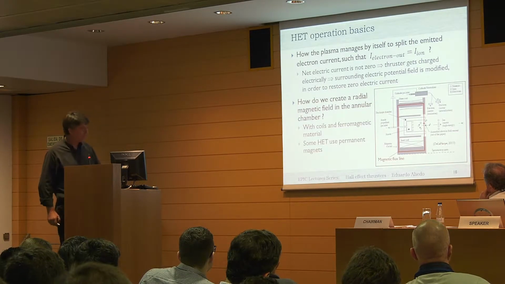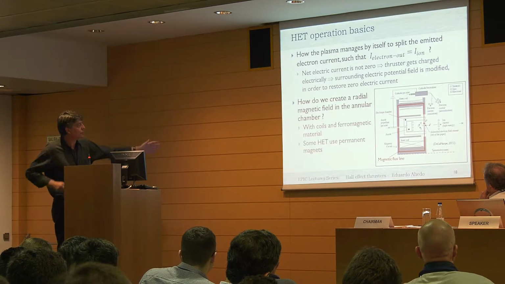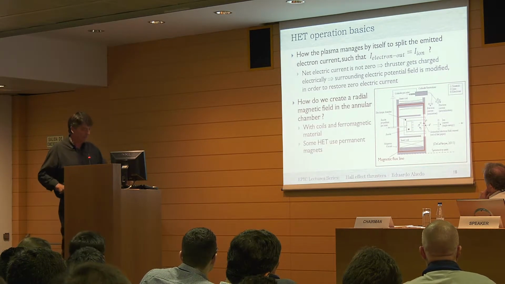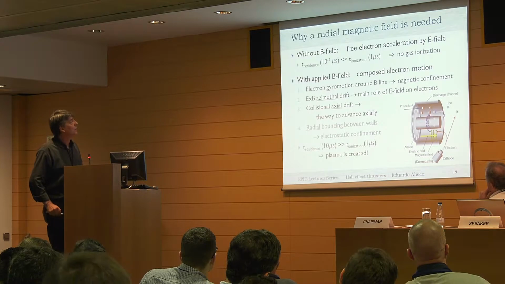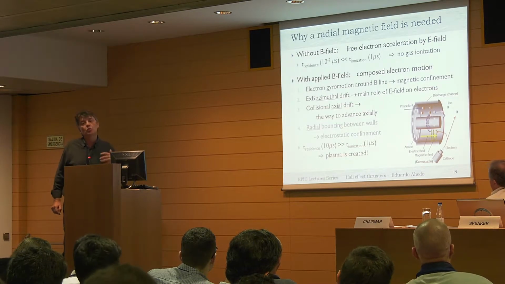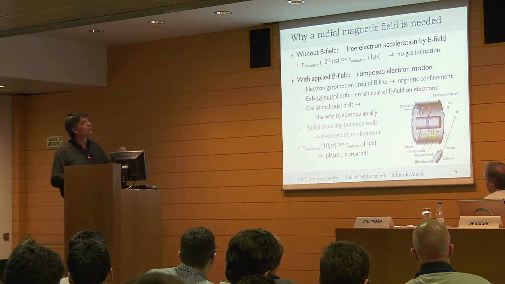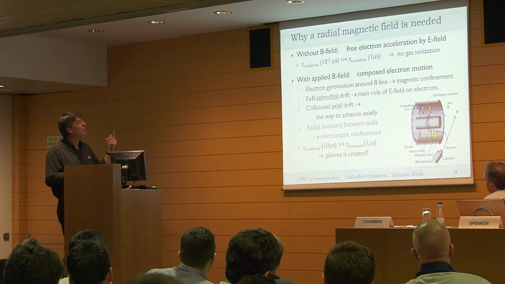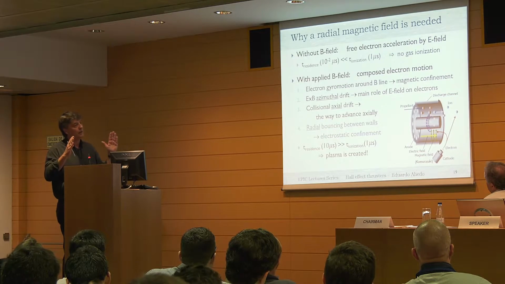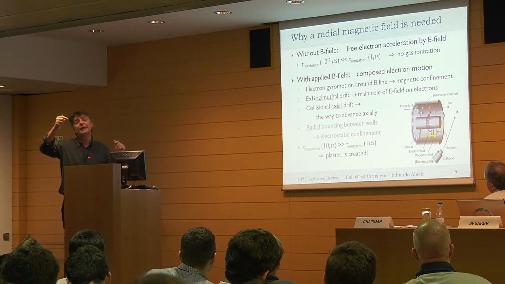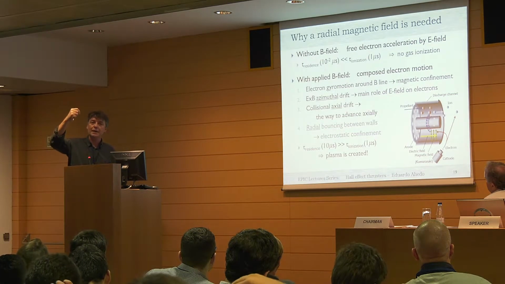Why do we want a radial magnetic field? Just to say that some Hall thrusters use permanent magnets. I'm not going to go into this now. The point is to control the motion of the electrons. If we don't have a magnetic field, and we have this 300 volt difference between cathode and anode, then we have a free acceleration of the electrons from the cathode to the anode. The residence time, the transit time between cathode and anode, will be 10 to the minus 8 seconds.